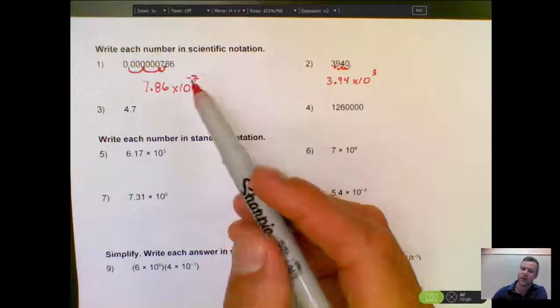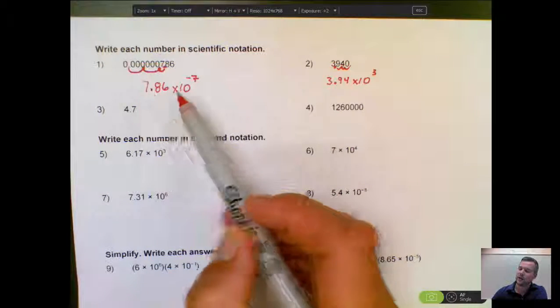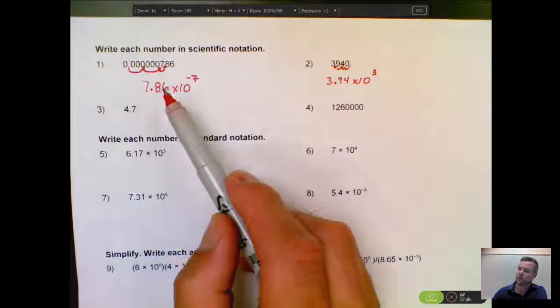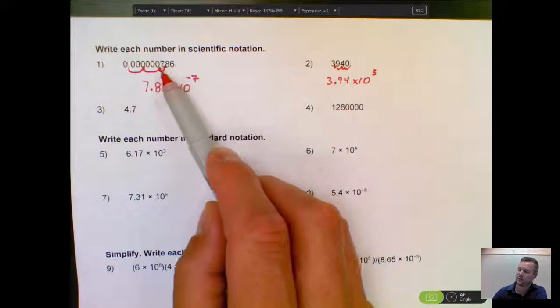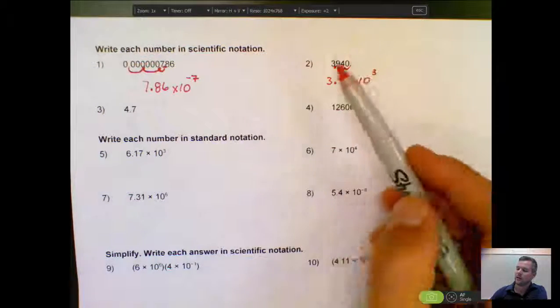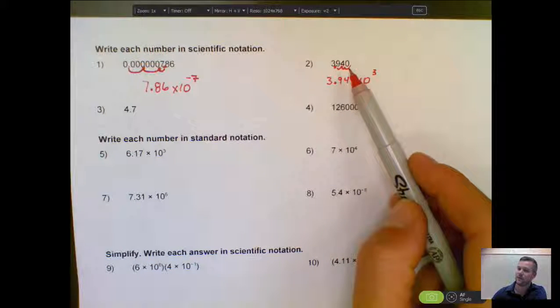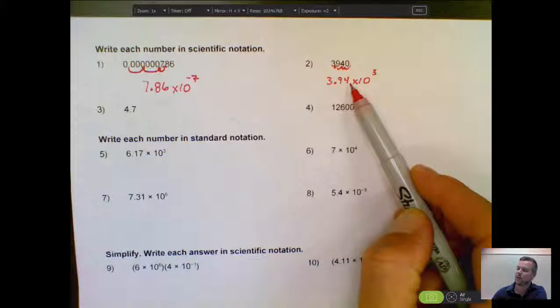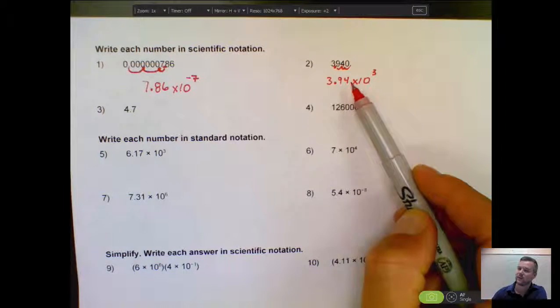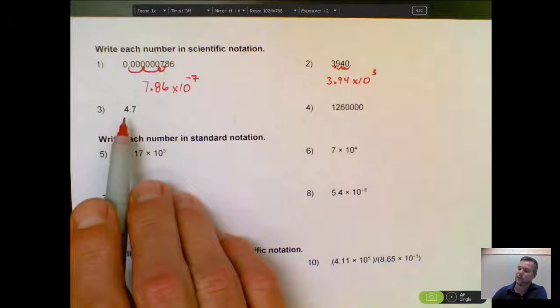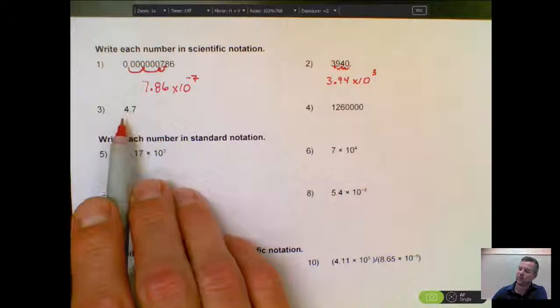It's worth noting, if you're in honors chem or regular chem, your answer needs to contain the same number of sig figs as the original problem. So 7.86 has 3 sig figs, this has 3 sig figs. Number 2, there's a 0 as a placeholder, but right now that 0 is not significant. There's 3 sig figs. So I can't put an extra 0 behind that 4, because that would make there be 4 sig figs.